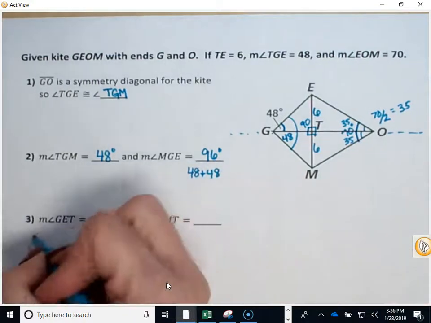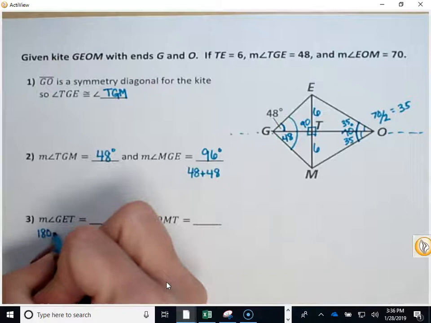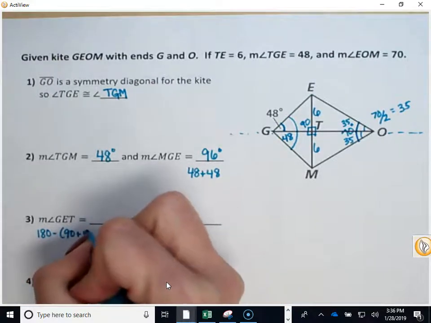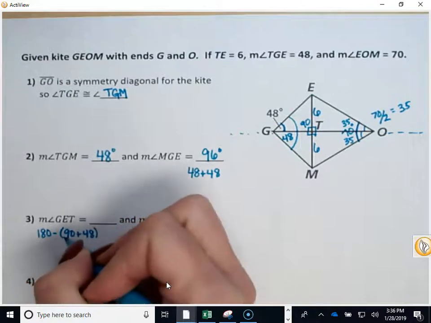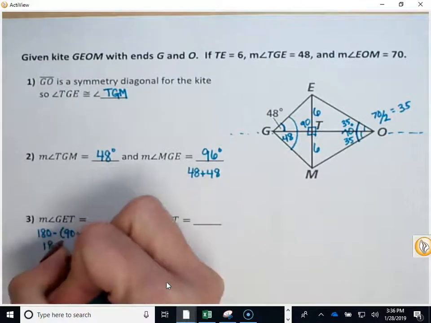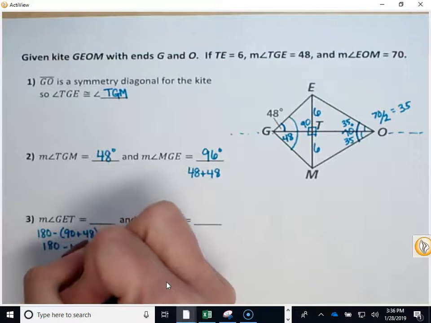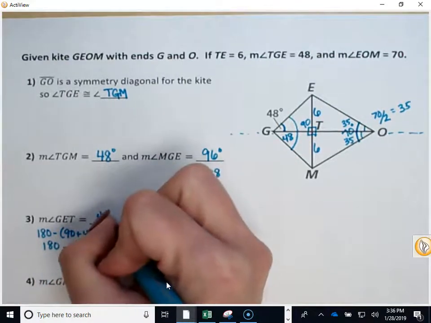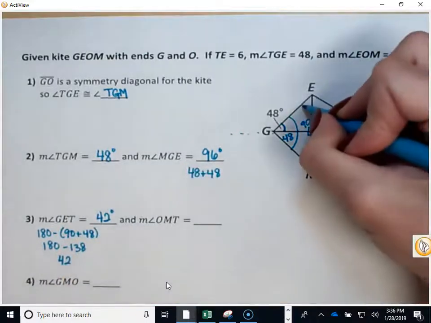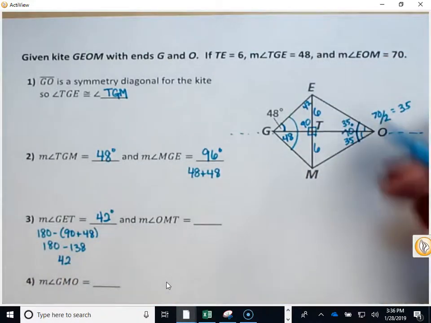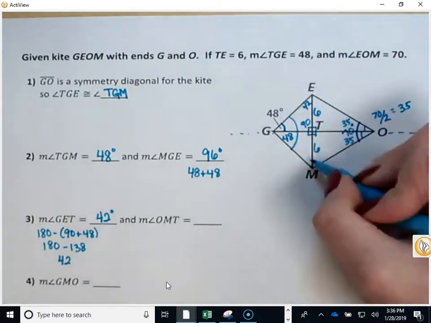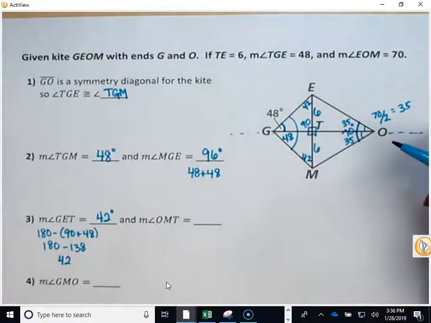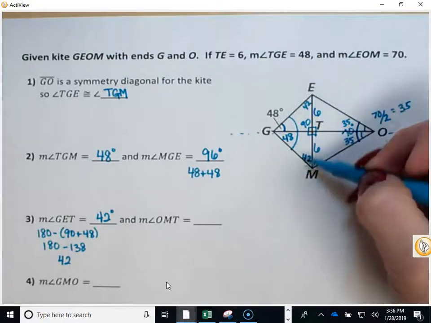So I take 180 minus the 90 plus 48. So that gets me 180 minus 138, which gives me 42 degrees. So I'm going to label that there. That's 42. And if we know that's 42, then this little angle over here, which is identical to it, is also 42. And we know that because these are going across the line of symmetry.